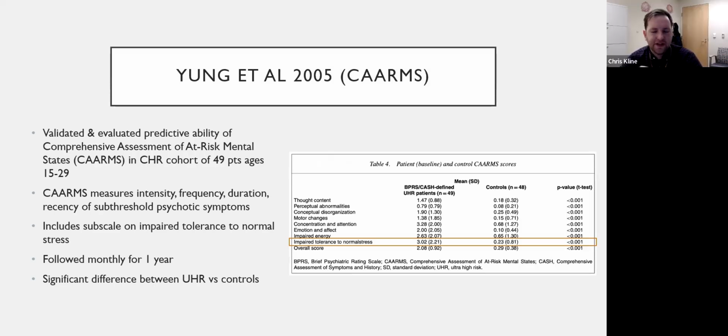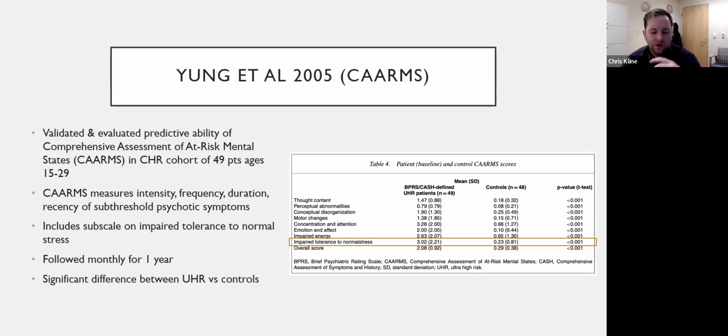So the purpose of this study was to validate the CARMs, but in the process, they also evaluated stress intolerance in a clinical high-risk cohort. This tool is a semi-structured interview that is pretty comprehensive, as the name suggests. It includes subscales on disordered thought content, perceptual abnormalities, emotion and affect, and most importantly for us in this talk, impaired tolerance to normal stress. Scores on each subscale range from 0 to 6.